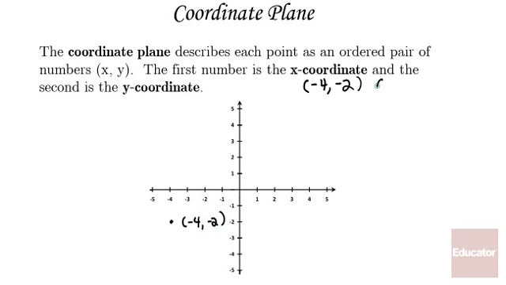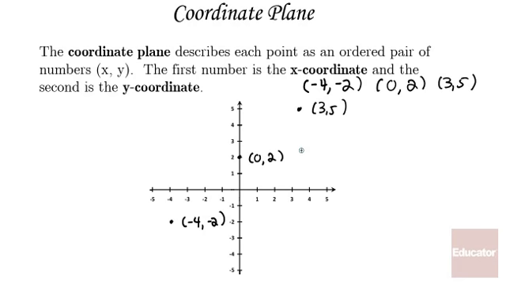Or the pair 0, 2. The x value would be 0, and the y value would be 2. So this is the point 0, 2 on the coordinate plane. Or 3, 5. X is 3, y is 5.